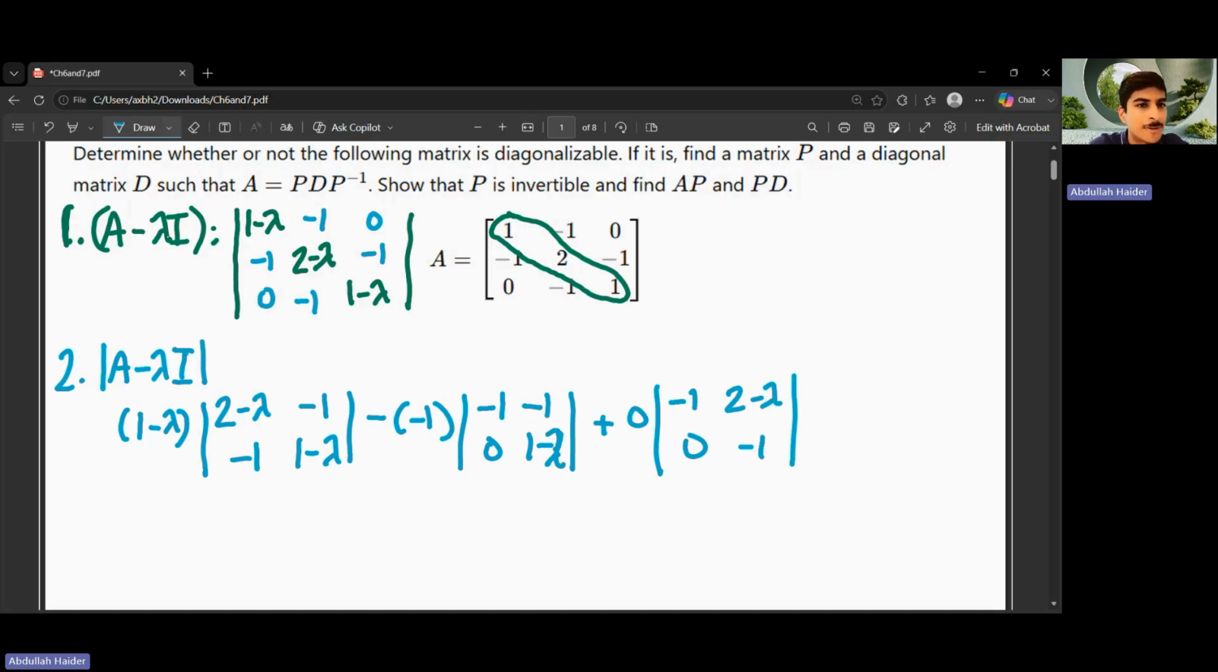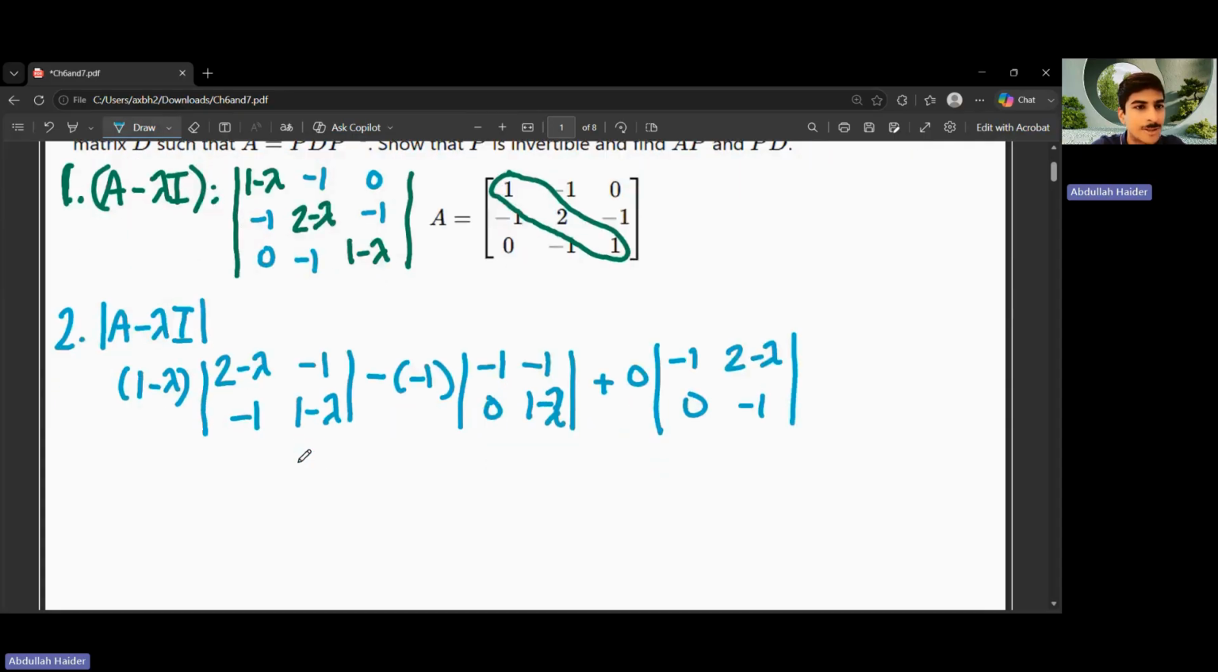So after you do A minus lambda I, which is subtracting the lambda from the main diagonal, you find a determinant using the method in chapter 3, except using this lambda. So you basically find the minors or cofactors. I think it's supposed to be minors. So you find the minors of all of these values, and now you simplify.